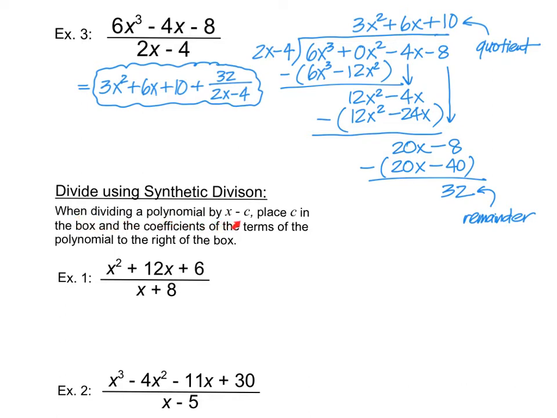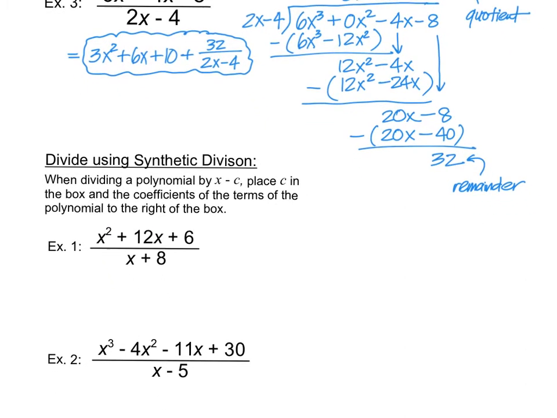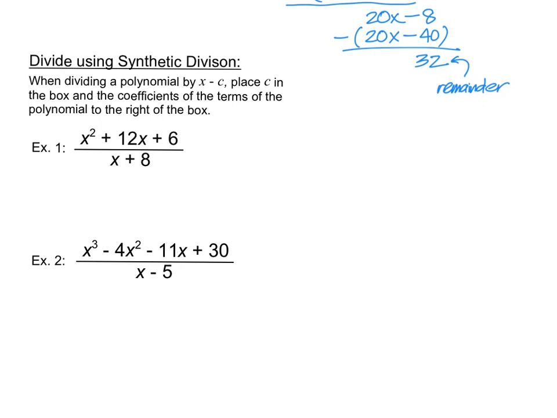When dividing a polynomial by x minus c, place c in the box and the coefficients of the terms of the polynomial to the right of the box. What am I talking about? Well, to set up polynomial division using synthetic division, we draw kind of a box right there, and we write c in there. So we're dividing here by x plus 8, and so here it says when it's x minus c, place c in the box. So in this case, c is negative 8, because you can think of this as x minus negative 8. So c is negative 8. So negative 8 is what you write in the box.